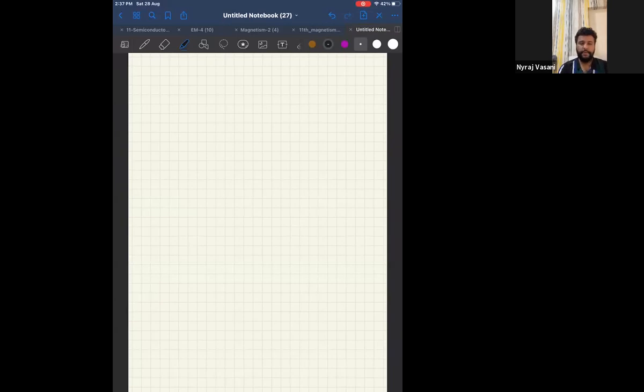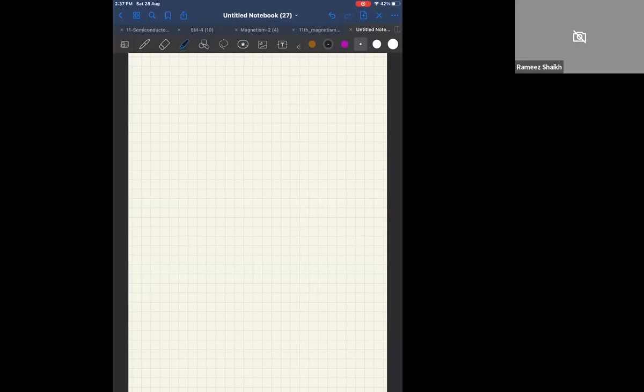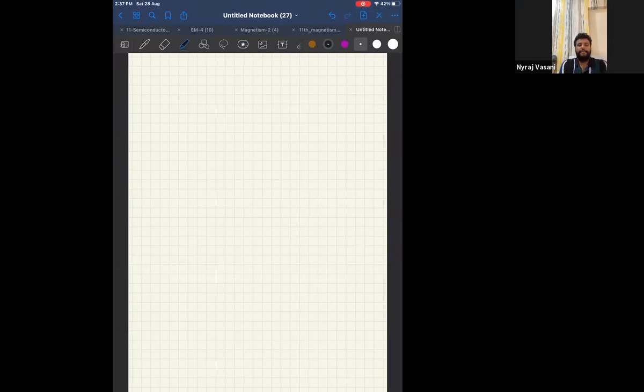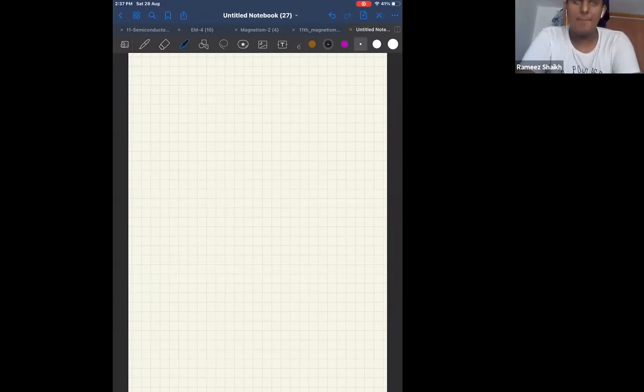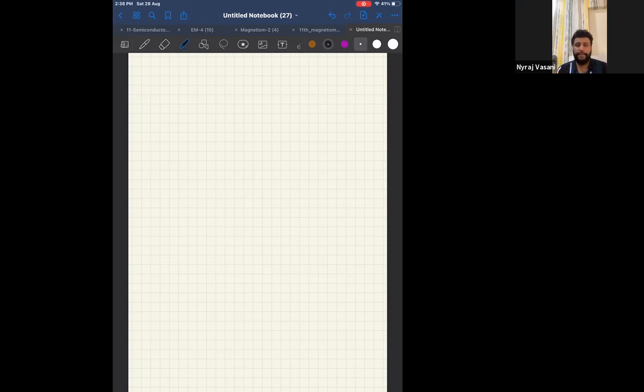Ramesh is correct. Ramesh, tell me what is the formula for velocity of oscillation? Plus minus omega root of amplitude minus square root. No, it's not square root. Square of amplitude minus square of displacement.